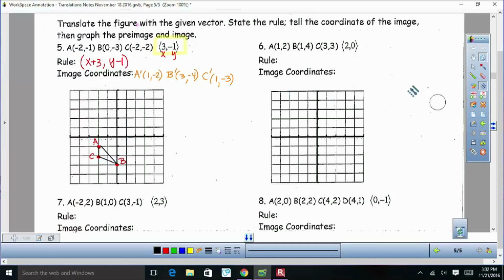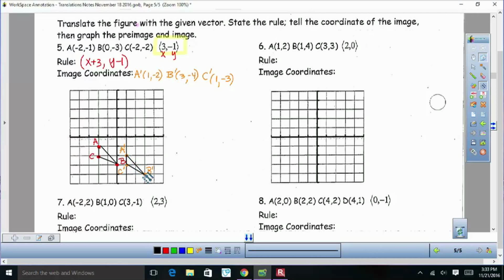So that's our pre-image. Now we're going to graph our image. So we take our new points. A prime is 1, -2. Make sure you label that A prime, and I suggest using different colors. Then we're going to do B prime, which is 3, -4. And then C prime is 1, -3. Then you connect all those points to get your new image.